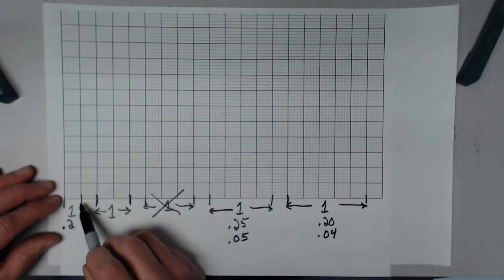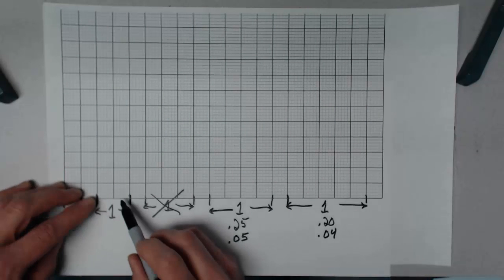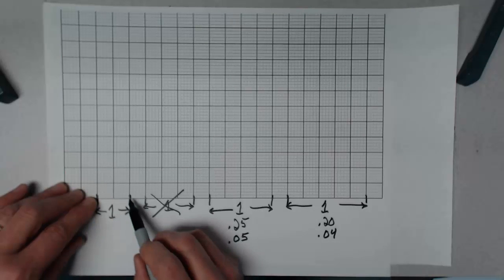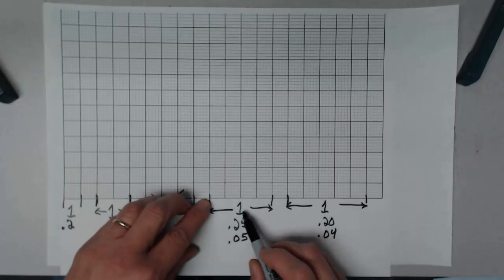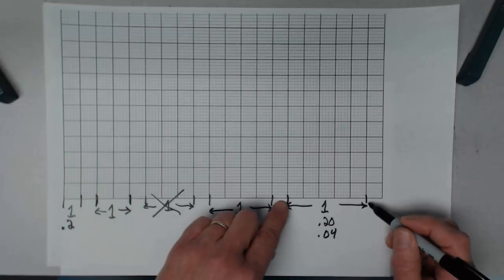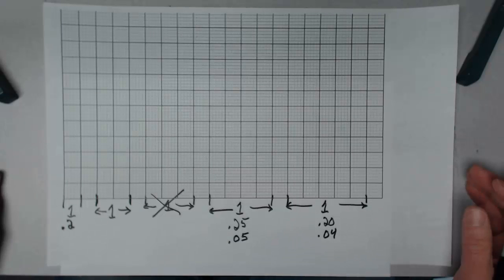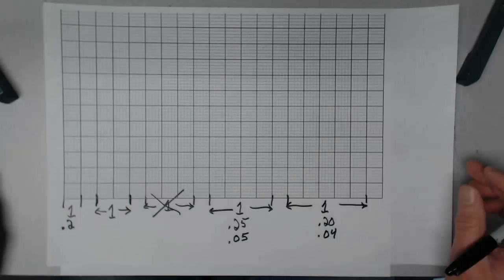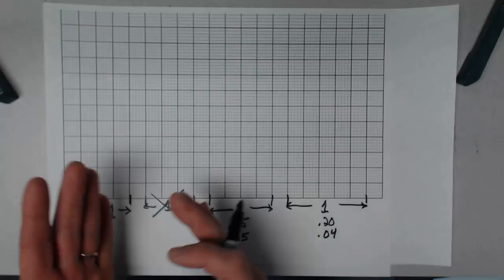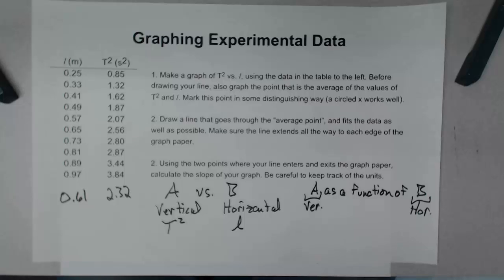Either 1 represents a major division, 2 major divisions equals 1, 4 major divisions equals 1, or 5 major divisions equals 1. Any of those things work for multiplying my scale to get all of my data as spread out as possible. Now let's consider the data that we have again.